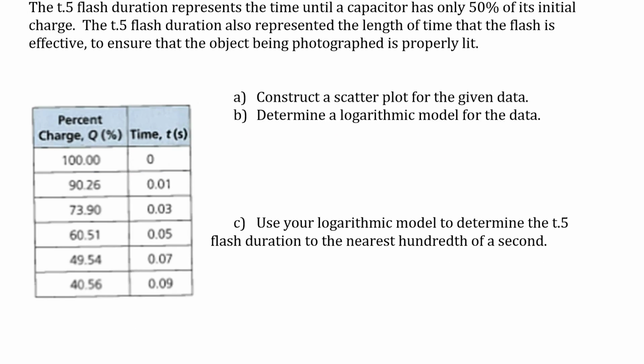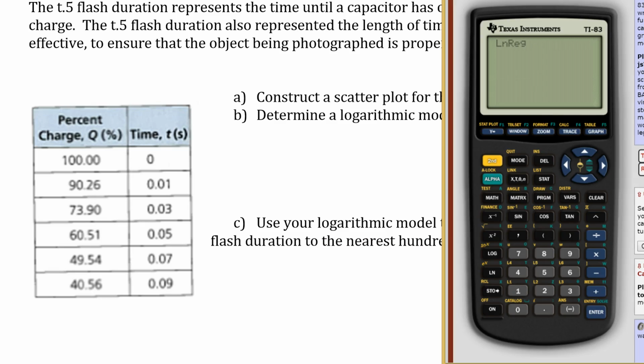So, using this table right here, A, construct a scatter plot for the given data, B, determine a logarithmic model for the data, and C, use your logarithmic model to determine the t.5 flash duration to the nearest hundredth of a second. So first things first, we need to put this into our calculator.